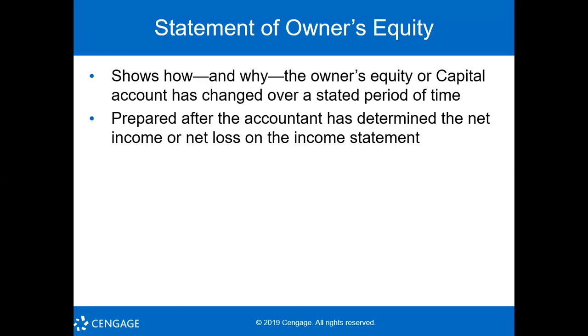All right, so the statement of owner's equity shows the change in owner's equity over an accounting period. The basic formula for this is we're going to take the beginning balance of equity. Then we're going to add net income or subtract net loss. And then we're going to subtract owner withdrawals, if the owner took any money out. And that gives us the ending balance in equity.